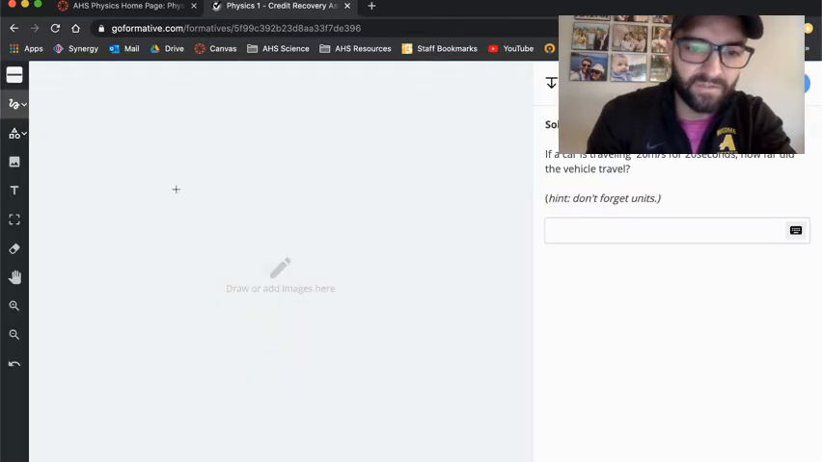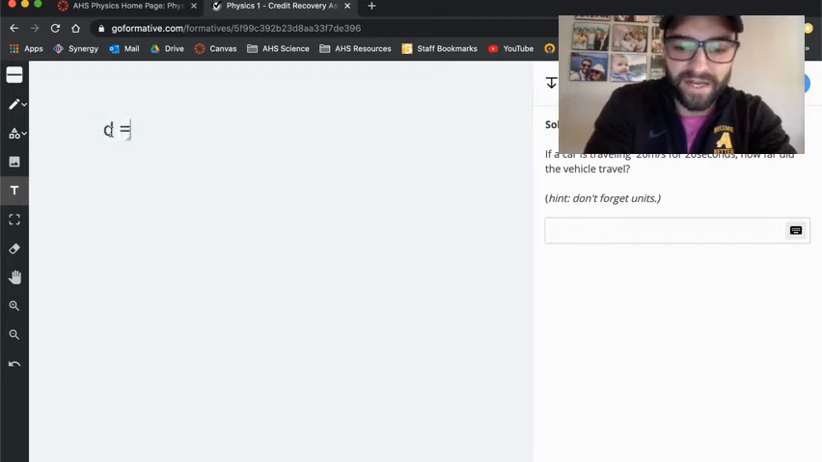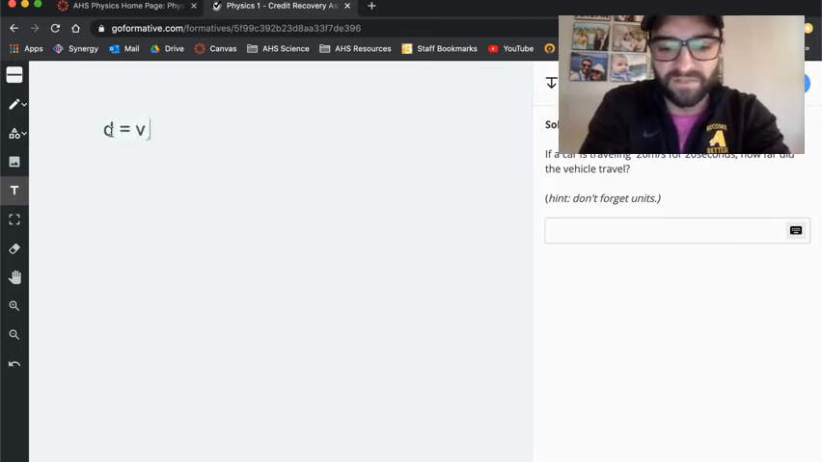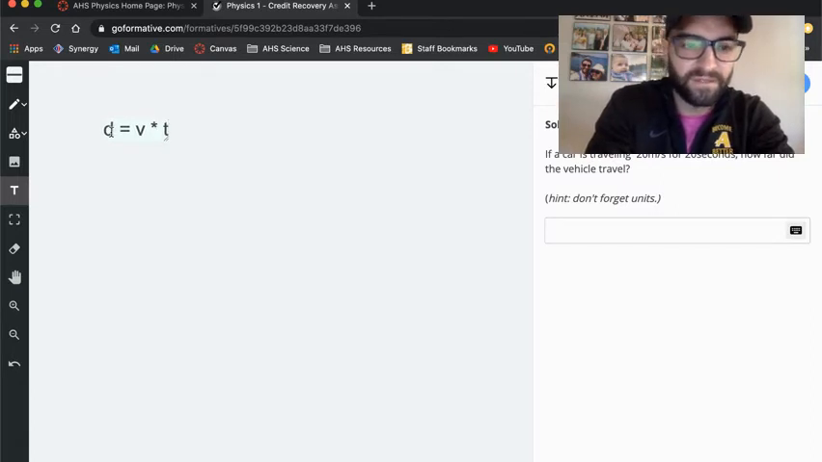So you can click this open and show your work. I highly recommend, this is a little text box, so you can click that and write out your equation. Velocity times time. Okay, so this will help you remember what numbers to plug in. And then it says, hint, don't forget the units. Okay, you're trying to answer a distance, which means it's going to be meters, kilometers, or miles. And in this scenario, it has given me meters. So for this first answer, you're going to get a number, and it's going to be an M for meters.